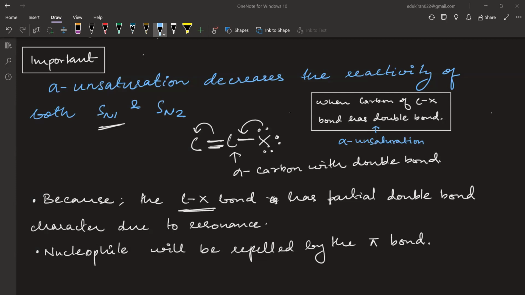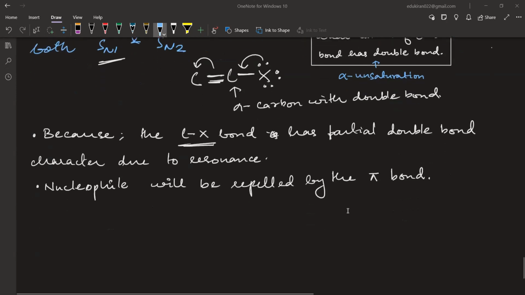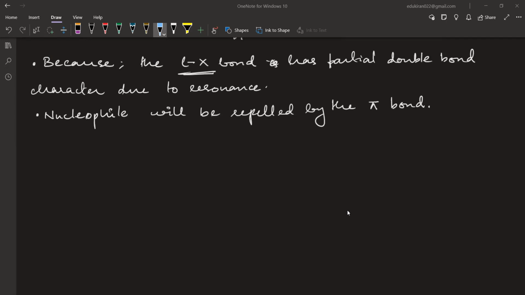Chalo. Then all of you, yes or no, please tell me. Is there anyone who's still writing? Done, sir. Okay, it means if you have something like this, CH3, CH2, X versus CH2 double bond, CHX, then tell me one or two, which will be faster? Kiska reactivity zyada hoga? One ka ya two ka? One. What about others?